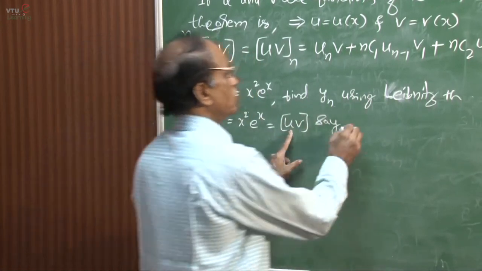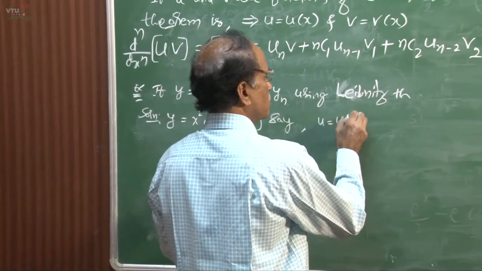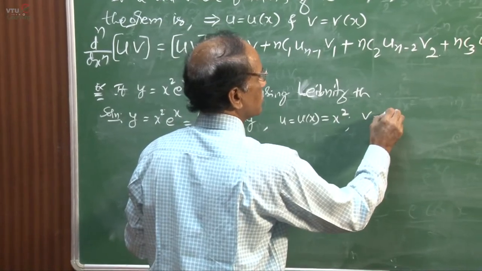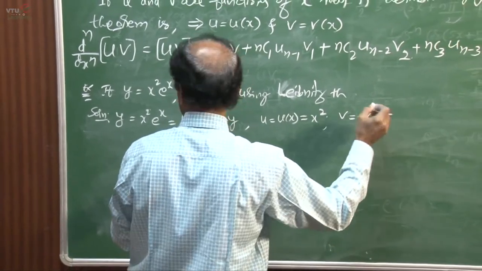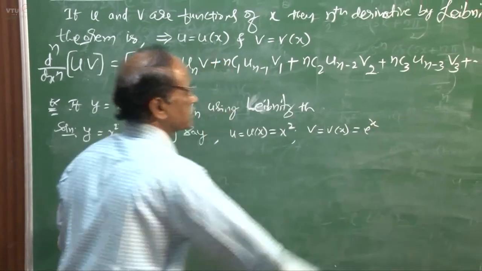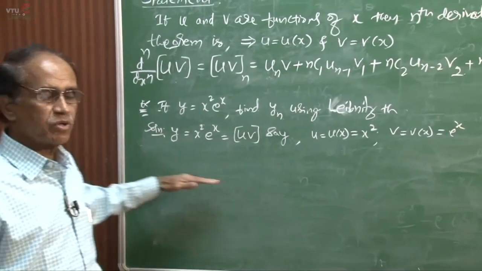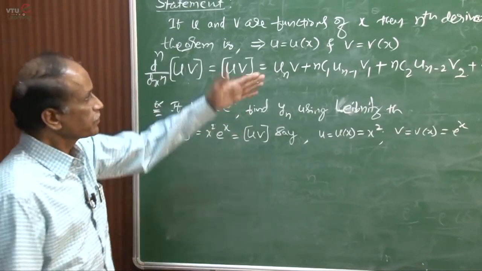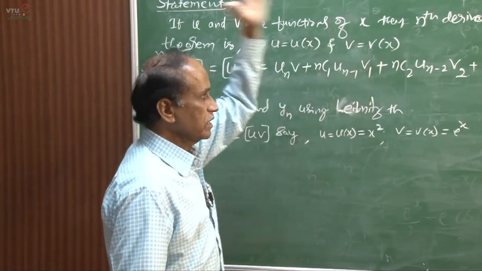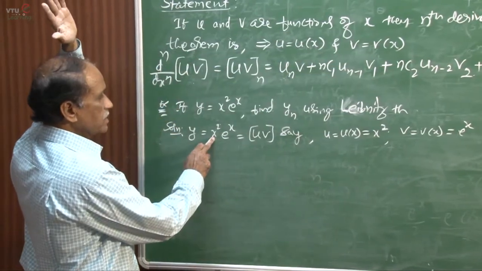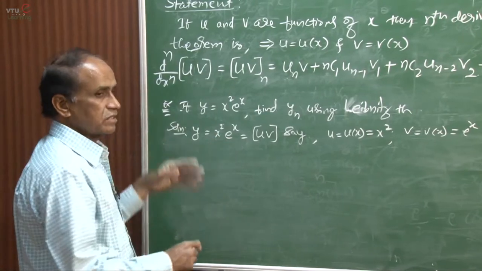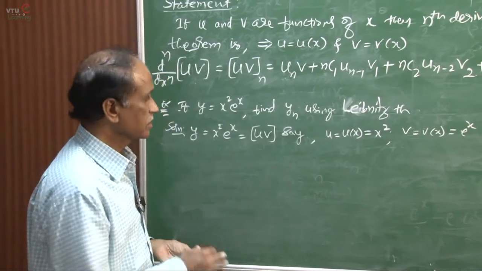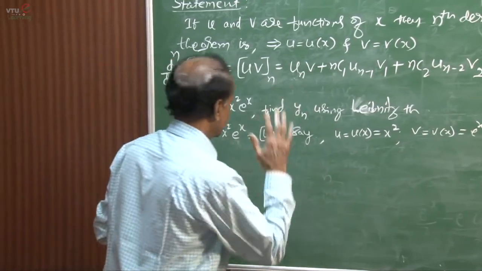That means u is u of x, equal to x square, and v is v of x, equal to e to the power x. First you have to set the problem like this. Collect the data properly according to the notations which appear in the statement of the Leibniz theorem. Now x square is a polynomial term and exponential is a repeating term. Either you go for integration or you go for differentiation, in both cases this term is a repeating function.